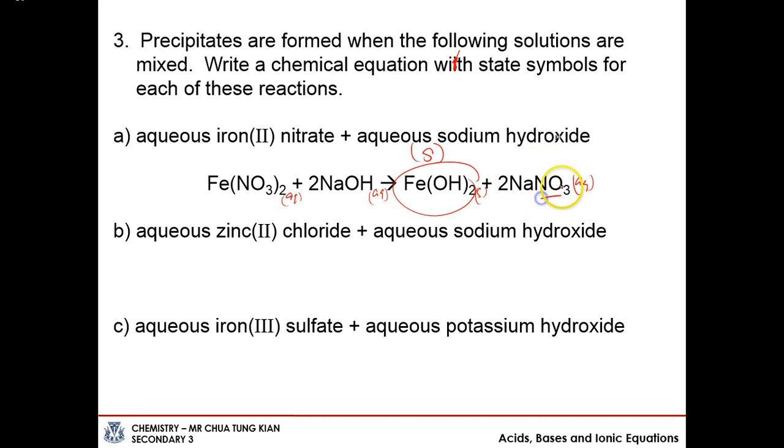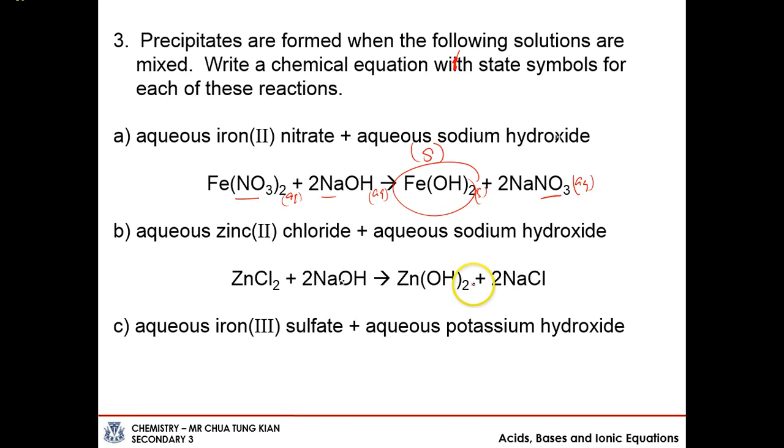All compounds of nitrates are soluble in water. All compounds containing Na are soluble in water. Next one is zinc(II) chloride with aqueous sodium hydroxide. So we get ZnCl2 plus NaOH giving us Zn(OH)2 and NaCl.